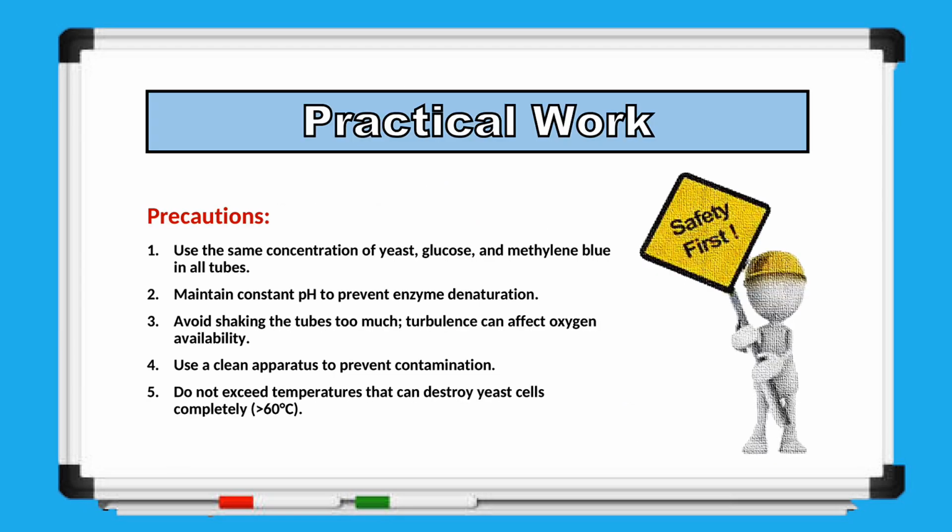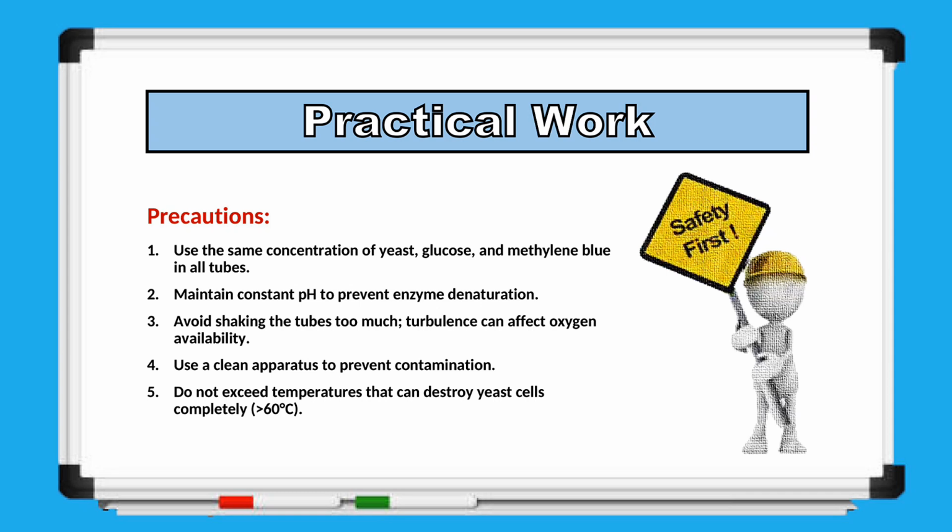And, before beginning any practical work, it is essential to follow certain precautions to ensure accurate and reliable results. First, the same concentration of yeast, glucose, and methylene blue should be used in all test tubes to maintain consistency. The pH must be kept constant to prevent enzyme denaturation, which could affect the outcome of the experiment.